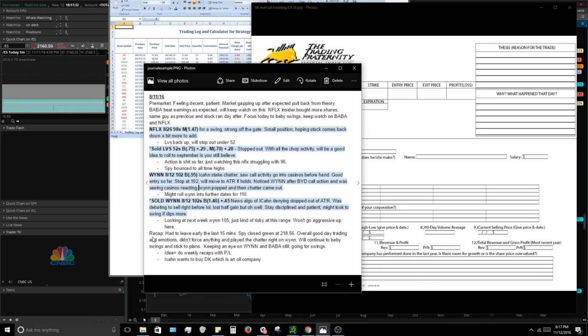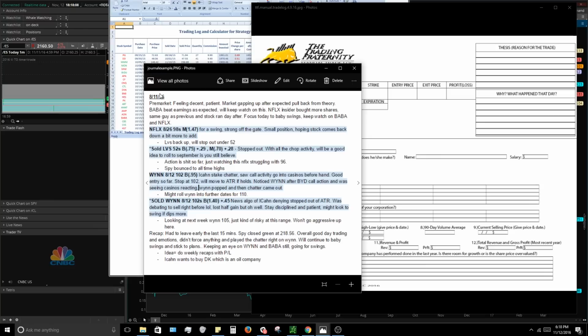So then to finish off the day, at the end of the market, I do a recap. This was actually, like I said, a day I had to leave 15 minutes early. The SPY closed green at 218.56. I write down any kind of good notes, where it says, overall good day of trading and emotions, didn't force anything and played the chatter right on WYNN. We'll continue baby swings and stick to plans. Keeping the eye on WYNN and BABA, still going for swings. The reason why I write the recap is because the next morning I like to read the recap so I know what happened yesterday, to kind of remind me moving forward.